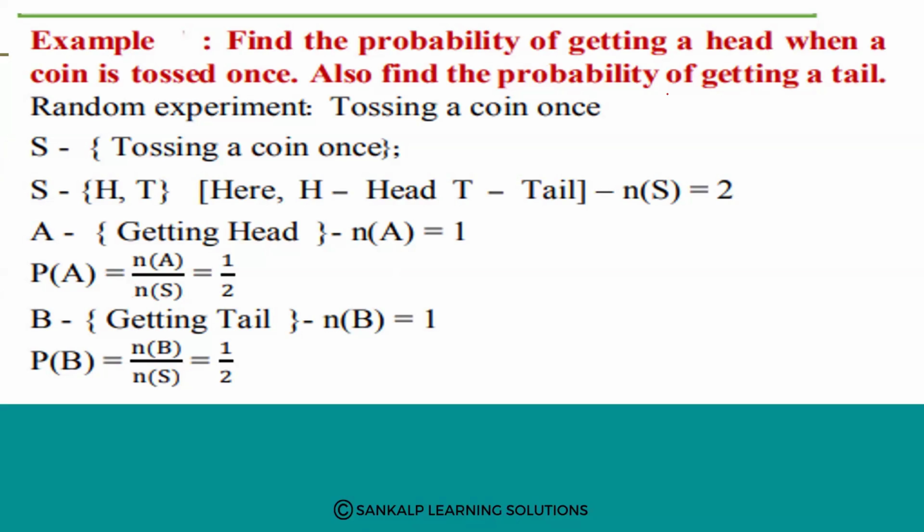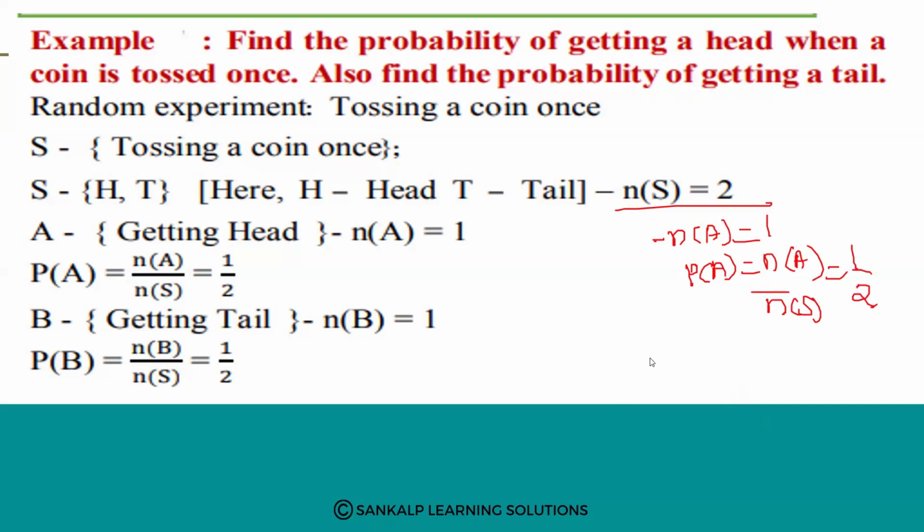Here what they have asked, find the probability of getting tail, right? So getting tail, how many times you are getting tail here? Only one. And how many times you are getting head? That is only one. So probability of getting head and also probability of getting tail. How many times you are getting head? Only one. That I will call n of A, that is equal to 1, and total number of outcomes, that is 2. So probability of getting a head, that is P of A is equal to n of A divided by n of S, so 1 divided by 2.